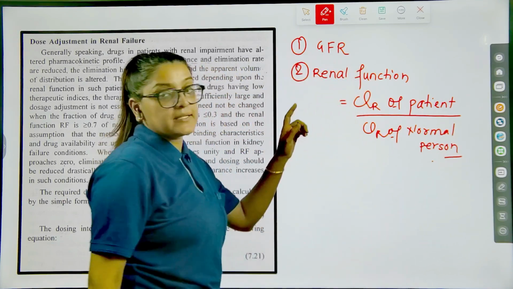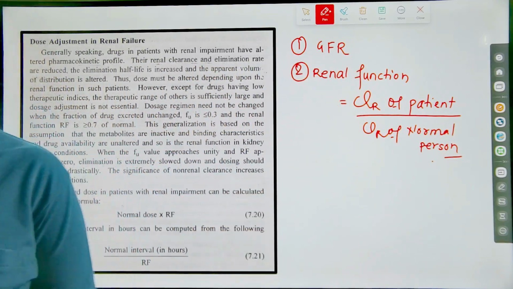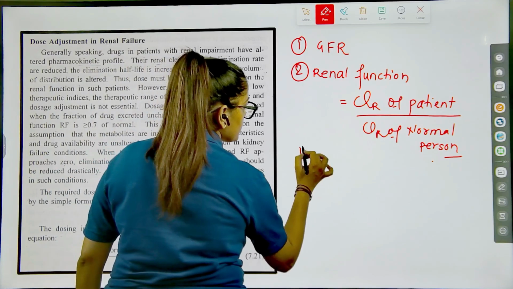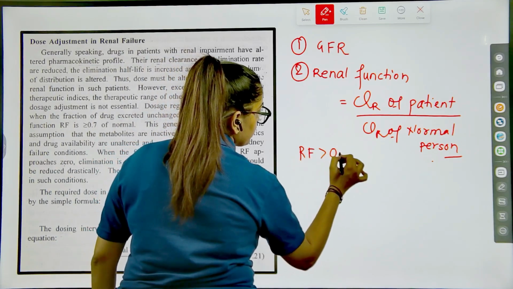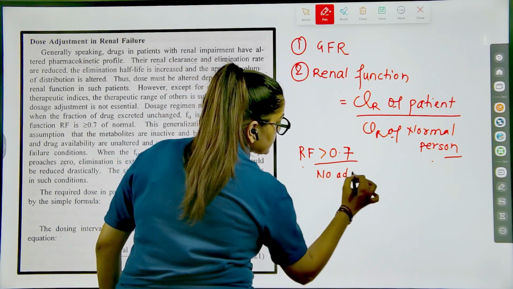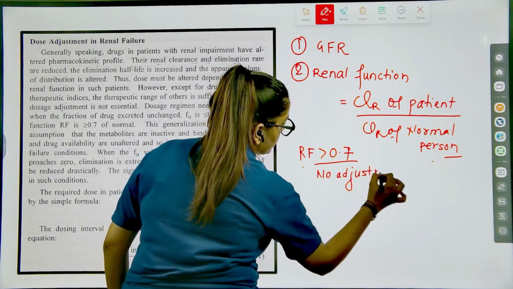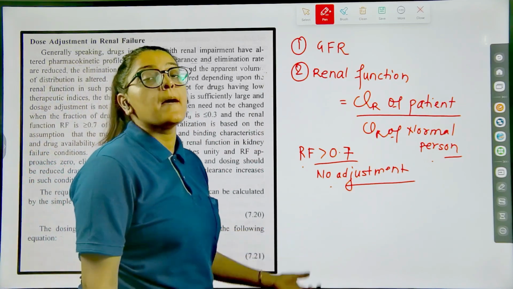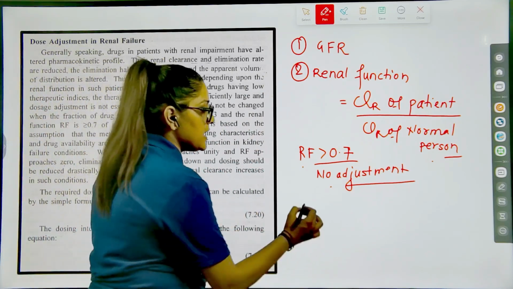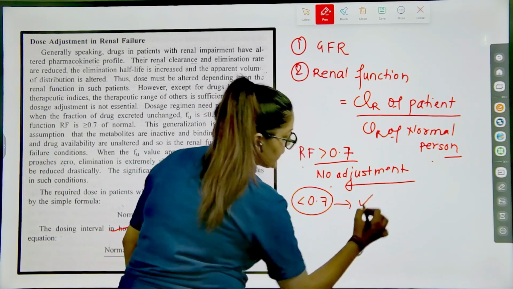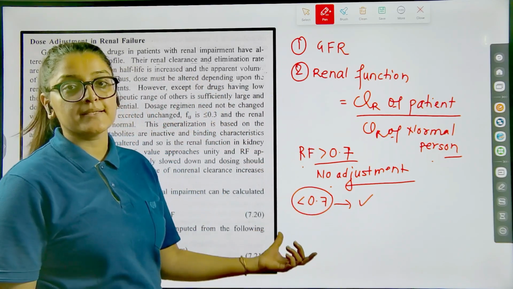With that comparison made, we can find out the renal impairment condition. If the value of the renal function is more than 0.7, then no dose adjustment is required. Kindly focus. But if the value is less than 0.7, then we can say the dose adjustment is required.